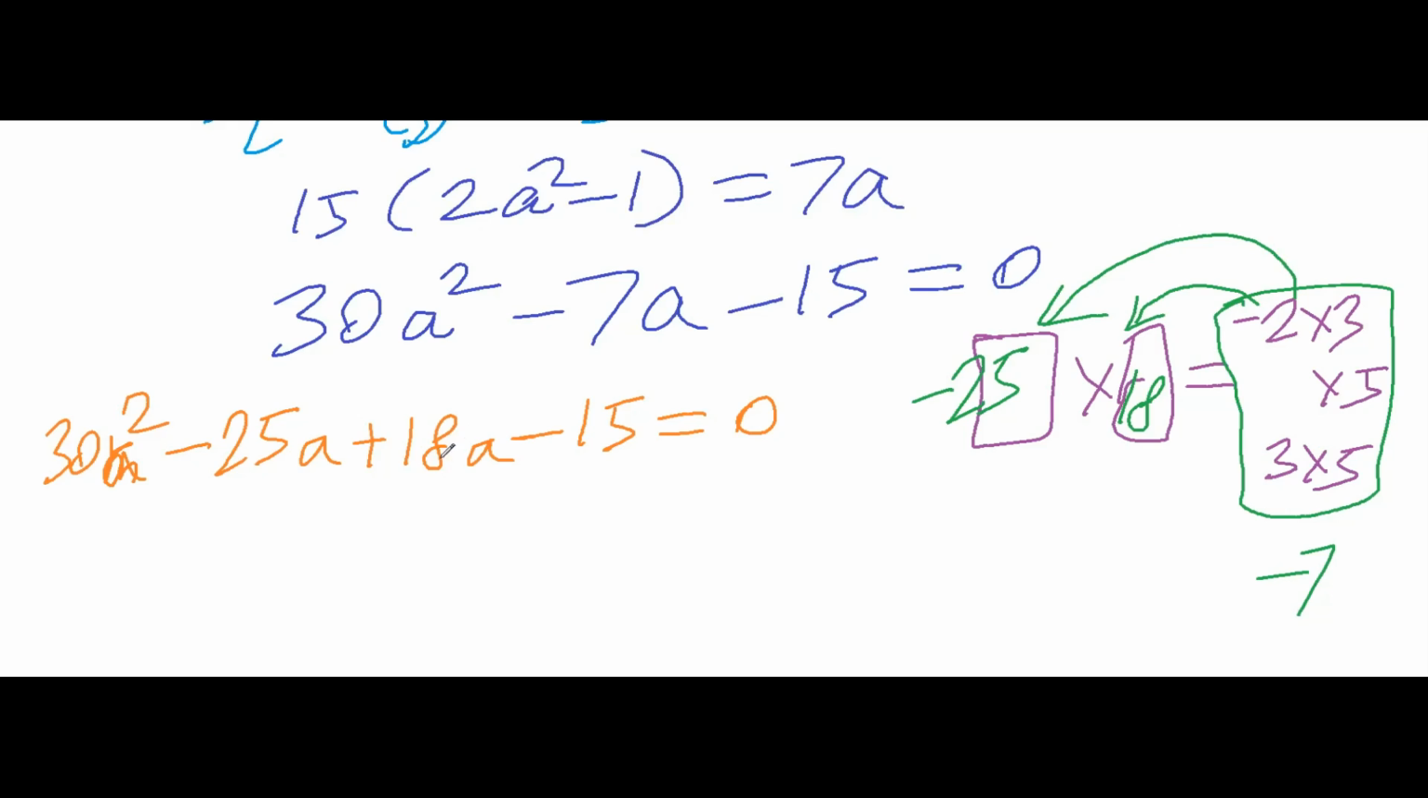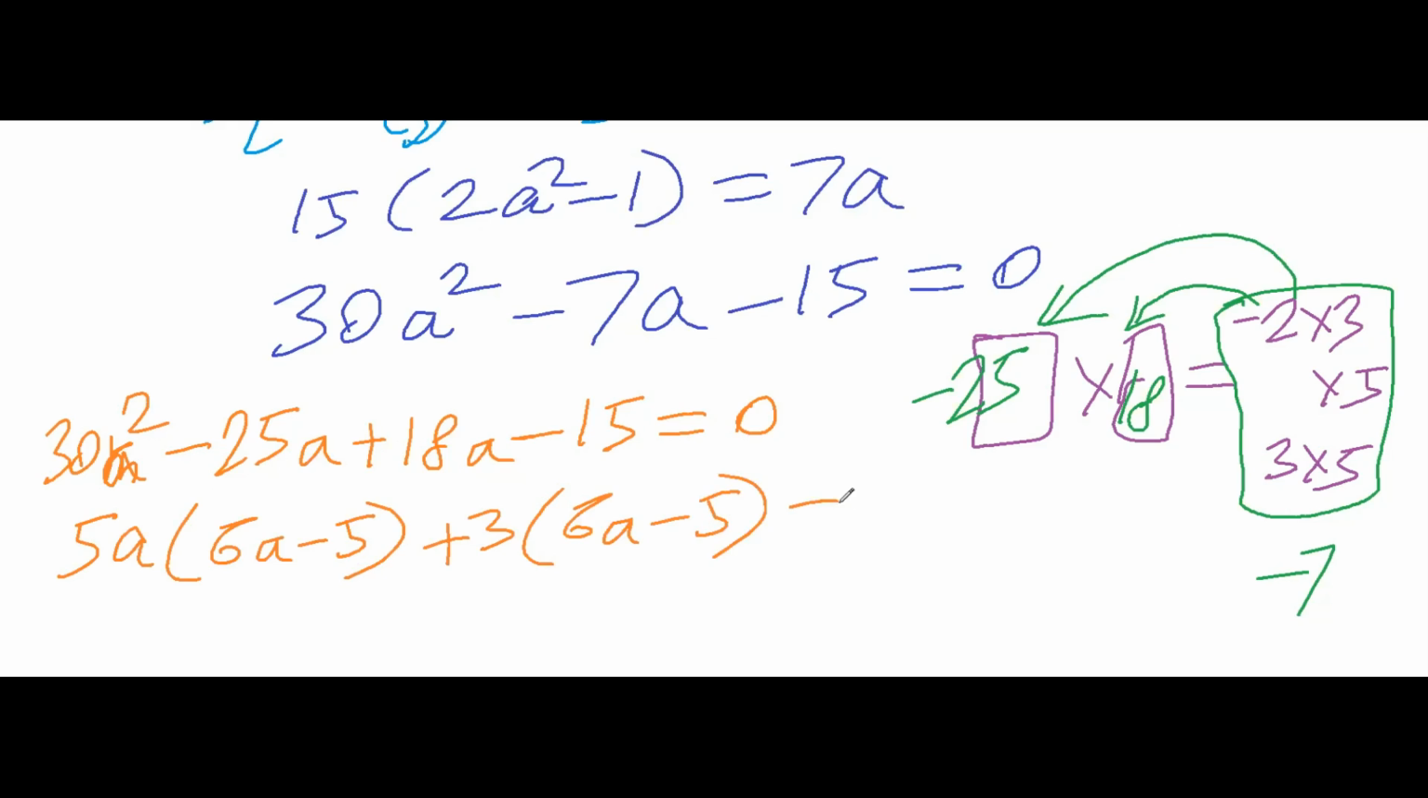So minus 25a plus 18a is minus 7a, and minus 25a into 18a will give you 30 into minus 15a square. So from here I can take 5a as common, so I will get 6a minus 5. From here again I can take plus 3 as common, so I will get 6a minus 5 is equal to 0. Then I can take 6a minus 5 as common. So I will get 6a minus 5 into 5a plus 3 is equal to 0.